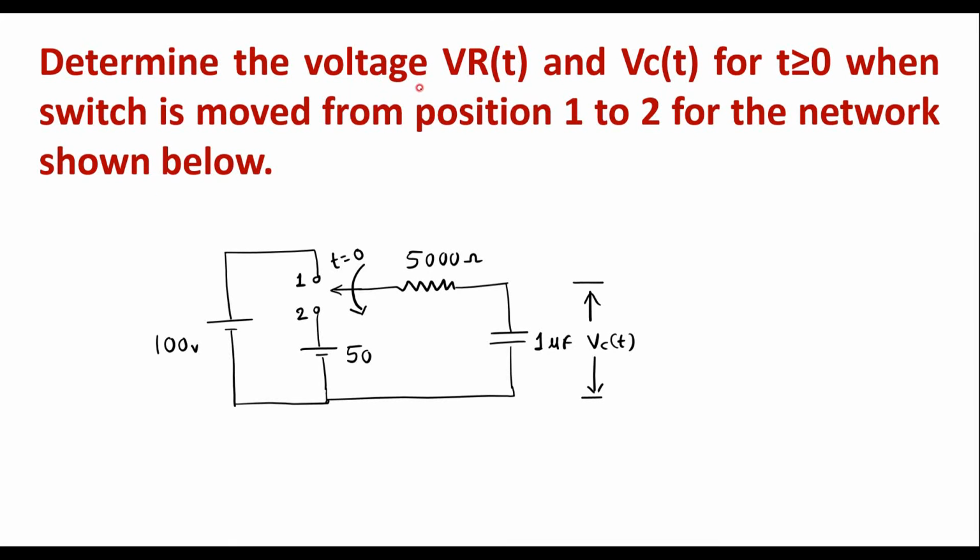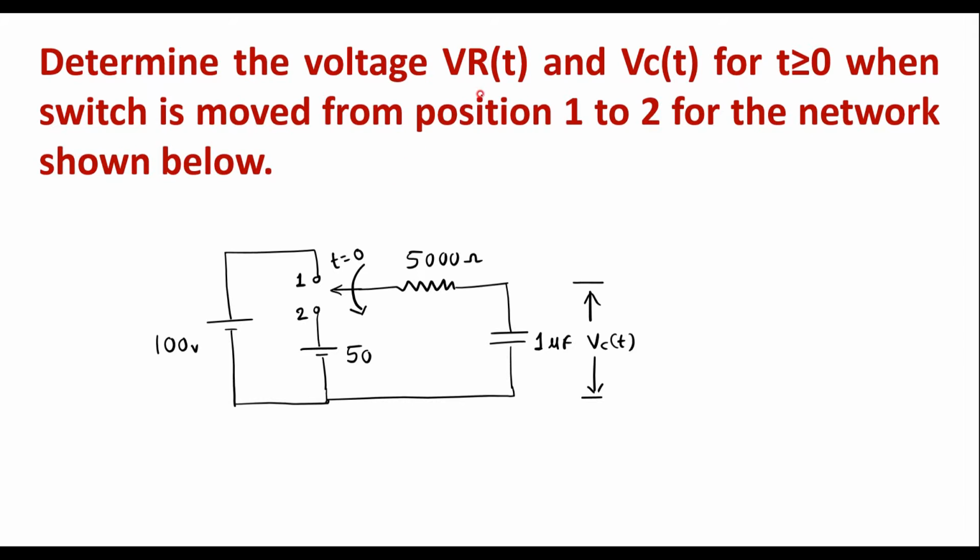Determine the voltage VR of t and Vc of t for t greater than or equal to 0 when the switch is moved from position 1 to 2 for the network shown below. This is the given network, and here we can find that there is a switch and we have two positions, position 1 and position 2.